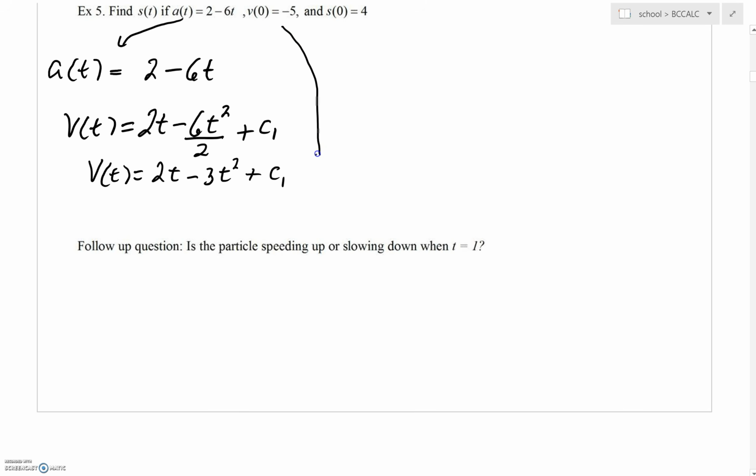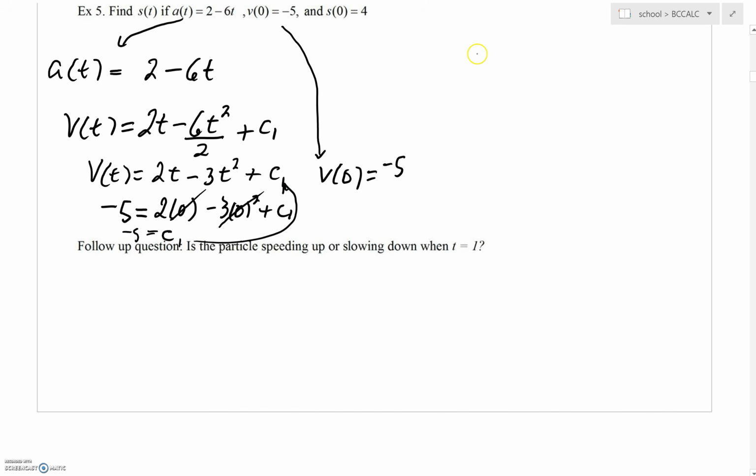But look, we have an initial condition, v of 0 equals negative 5, meaning the velocity itself is negative 5 when your time is 0. And t equaling 0 is going to cancel that out. You'll have c is equal to negative 5. What does that really mean? Or c1, I could call that. It means that your velocity is 2t minus 3t squared minus 5.